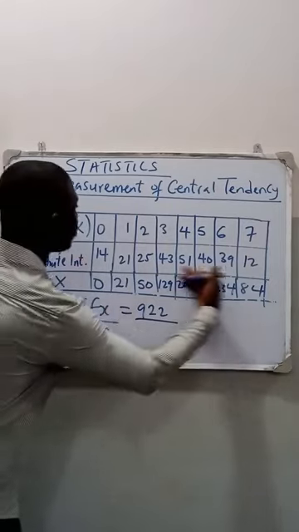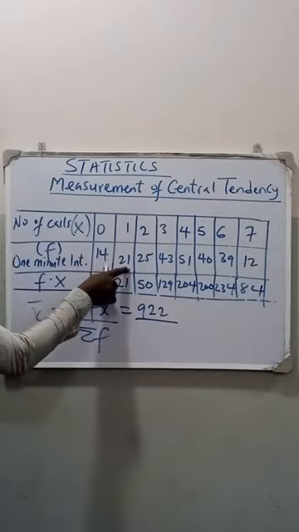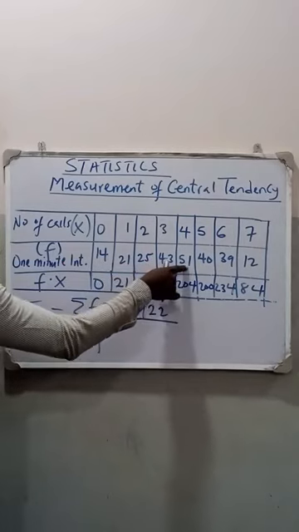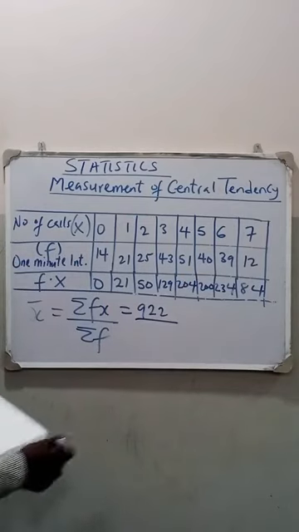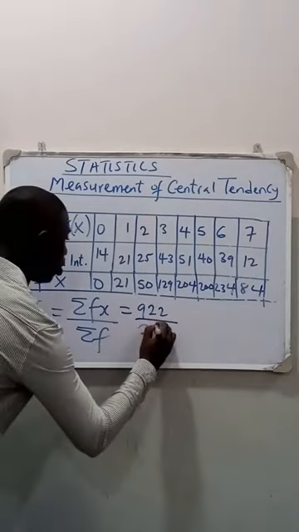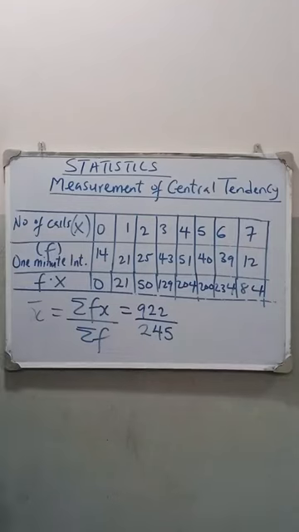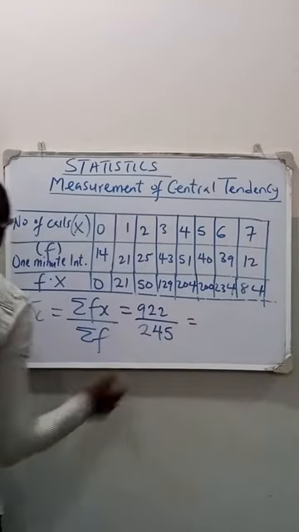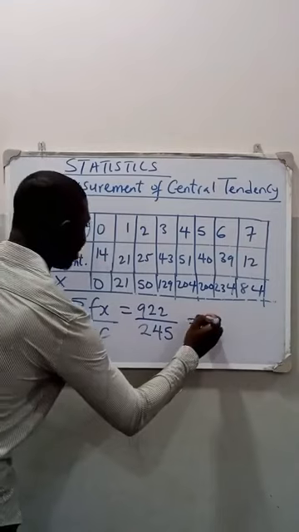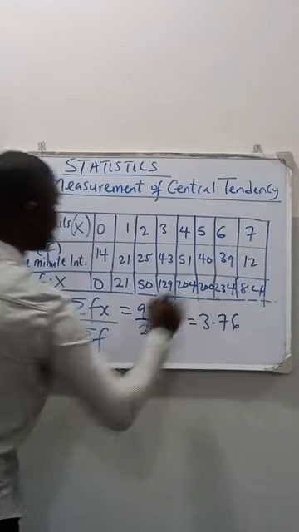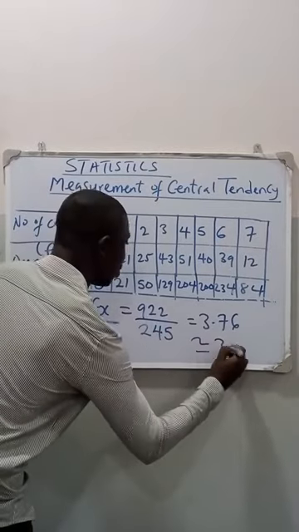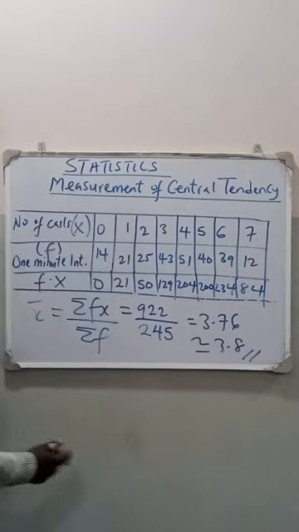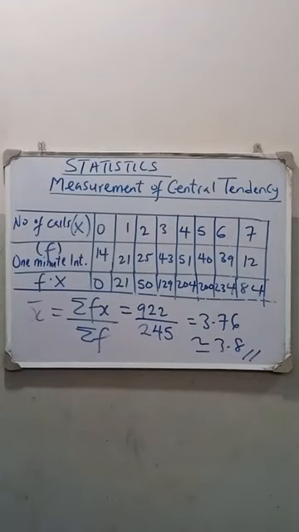Let's add all the frequencies together. That is 14 plus 21 plus 25 plus 43 plus 61 plus 40 plus 39 plus 12. When we add this together, we have 245, as given in the question. So our mean is 3.76, which is approximately 3.8. So that is the mean of this set of data.